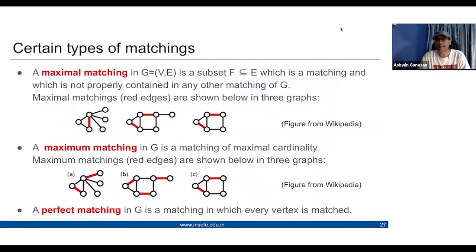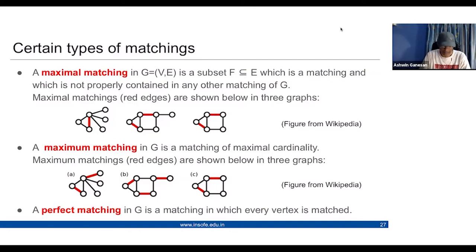Let's quickly recap what we were discussing last time. So we discussed what a matching in a graph is. A matching in a graph is a subset of edges such that no two edges in the subset have any endpoints in common. And we discussed certain types of matchings last time.